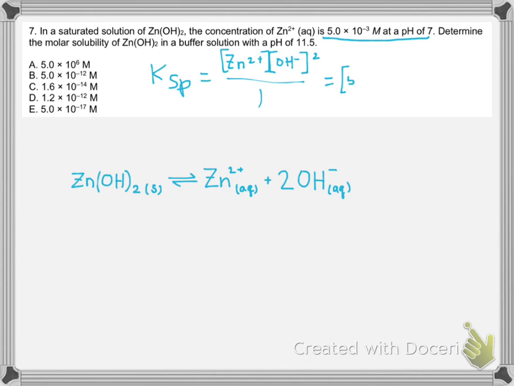So I'm going to have 5 times 10 to the negative 3 molar for my zinc, times my hydroxide concentration. If I have a pH of 7, I also have a pOH of 7. And so 10 to the power of my negative pOH will give me my concentration of hydroxide, and then that will be squared. And I find that the KSP is 5 times 10 to the negative 17.